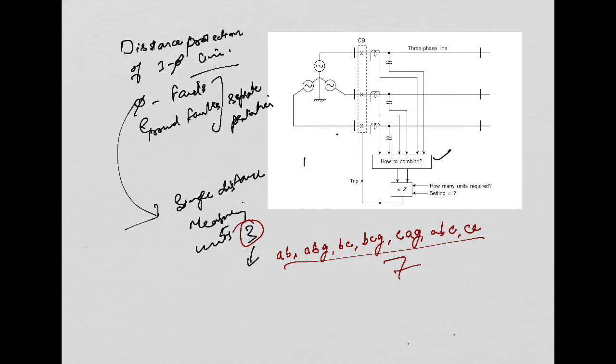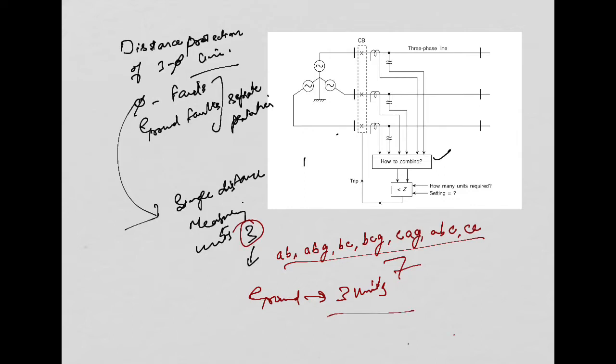Now each of the 3 ground faults is catered to by a separate ground fault measuring unit. So 3 ground fault measuring units can cater for all the 3 ground faults. So for phase faults, we have 3 measuring units, and for the ground faults, we will have 3 units.